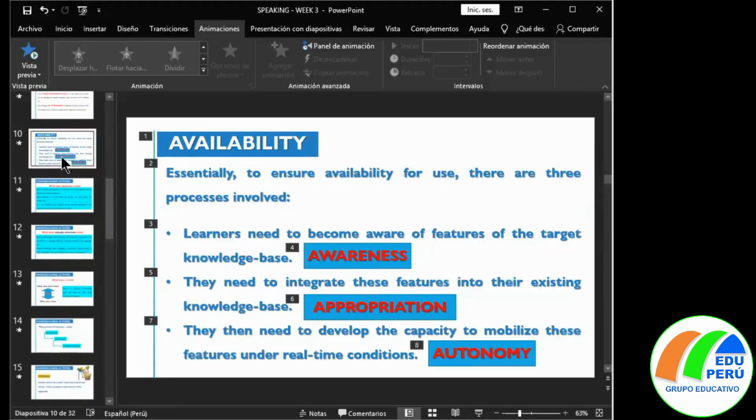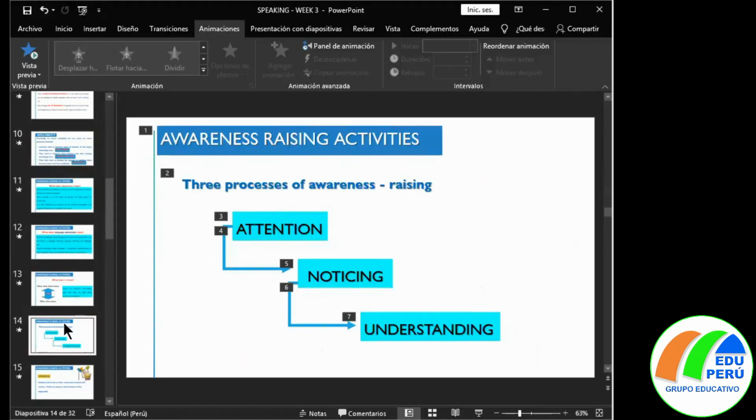Availability is divided in 3 processes. Remember that we talked about availability because first we talked about knowledge. What do we need to do when we want to speak? To have knowledge, and this knowledge must be available to use it. You are ready to use it. So we talked about the knowledge. We have different aspects related to the knowledge. Then this knowledge must be available. And in order to be available, we have 3 processes too: awareness, appropriation, and autonomy. And when we talked about awareness, we have again 3 processes: attention, noticing, and understanding.